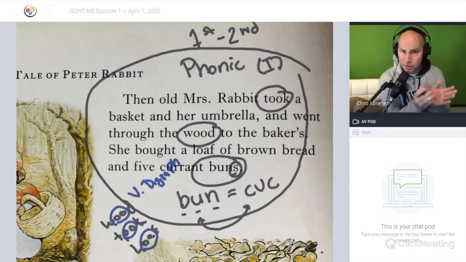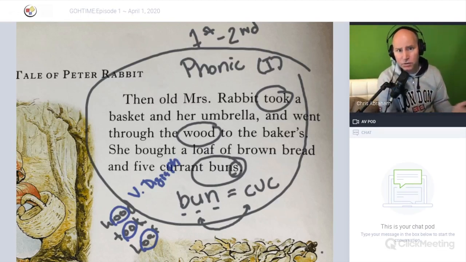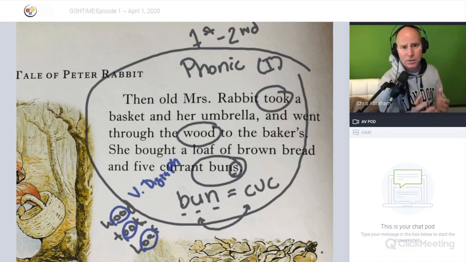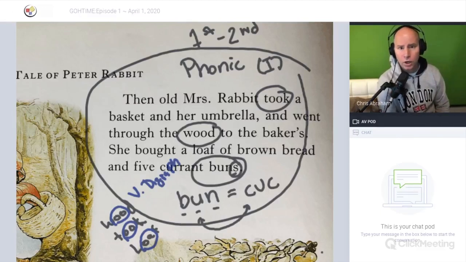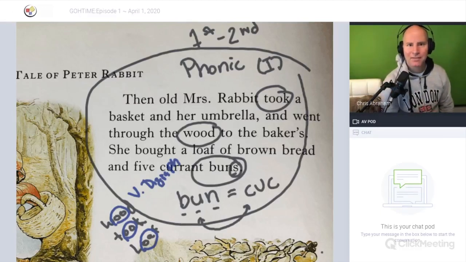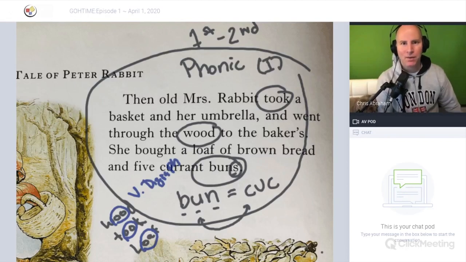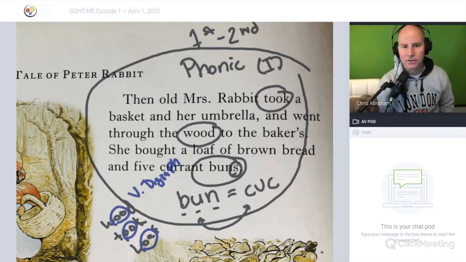A first grader or second grade transitional reader, a beginner reader, that's able to read the words, decode the words, took, would, loaf, would have to have some basic phonics, like be aware of these vowel digraphs.